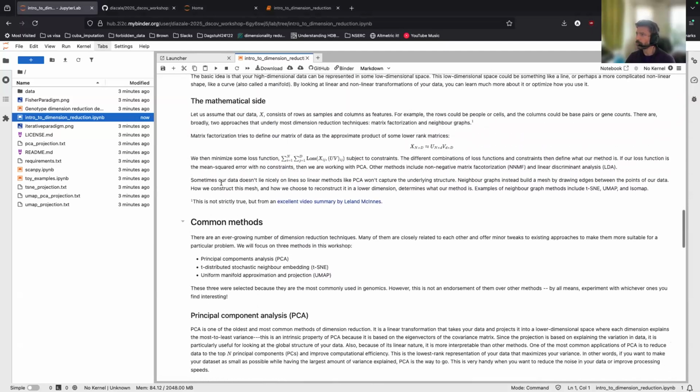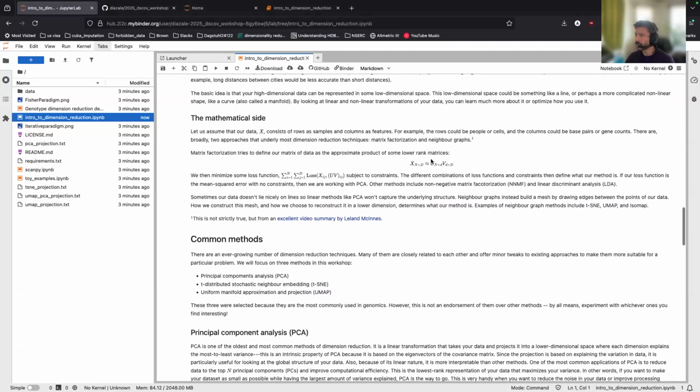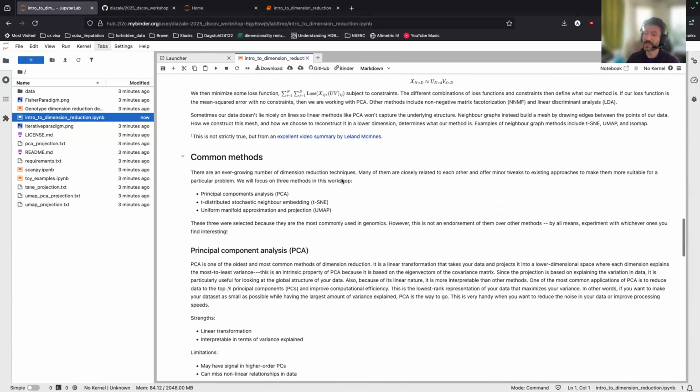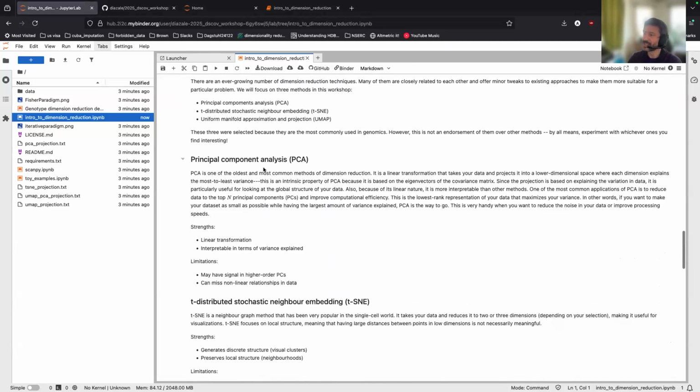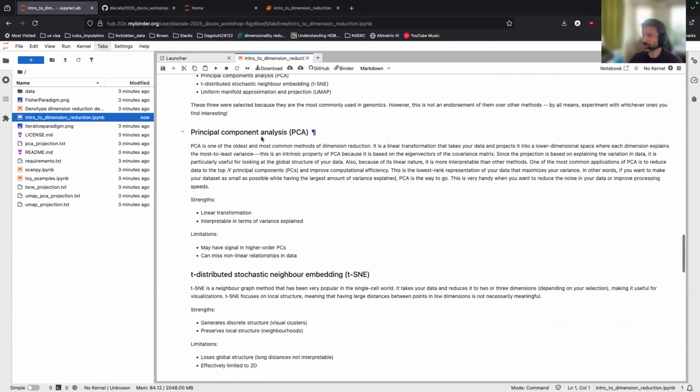I'll do a brief rundown of the mathematical side, but basically what you're doing is trying to reduce the... Actually, you know what? I'm going to trust you to read the mathematical side of it instead. I'm just going to run through the common methods and talk about their strengths and their weaknesses.